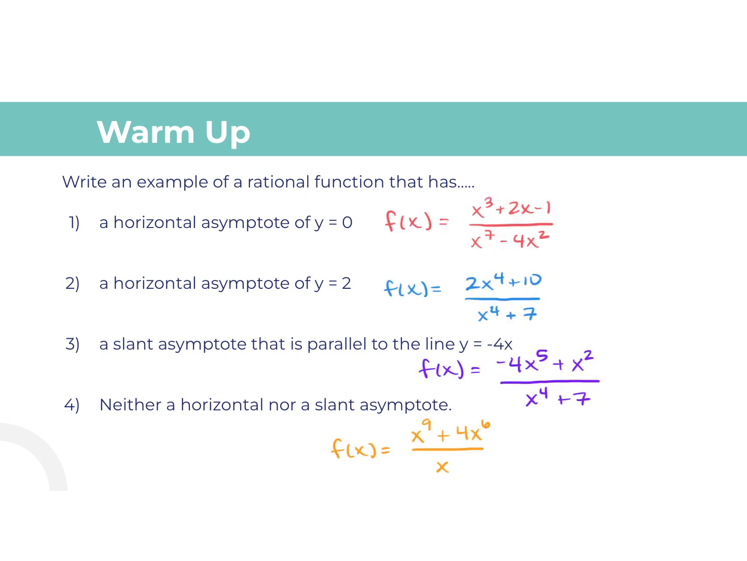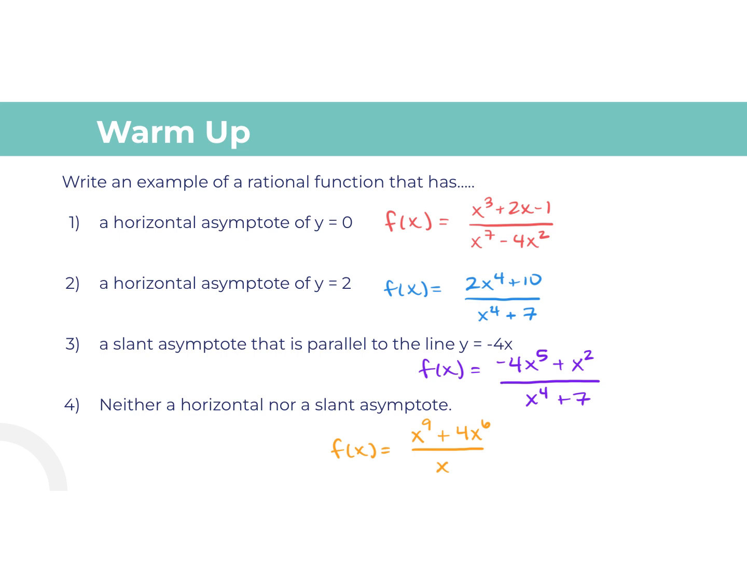Here are some examples that I wrote. In the first one, a horizontal asymptote of y equals 0. The degree of the polynomial in the denominator should be greater than the degree of your polynomial in your numerator. Number 2, a function that has a horizontal asymptote of y equals 2. Your polynomials should have the same degree, and the leading coefficients of the polynomials should simplify to y equals 2.